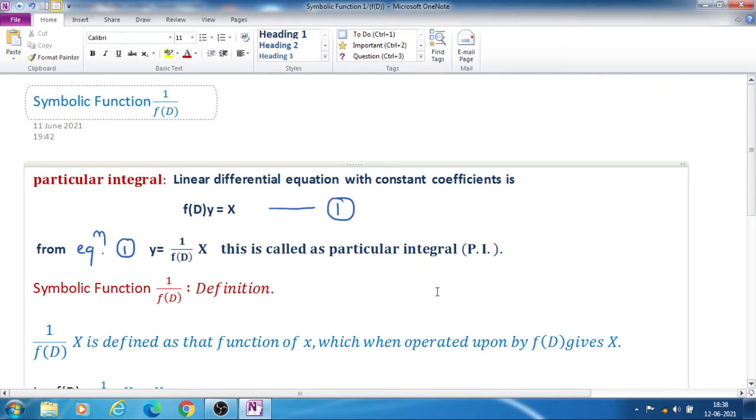Now in the last 2-3 lectures we have seen how to find the complementary function. To find the complementary function we only require skill in factorization, and the formulae for roots: real and distinct, real and repeated, complex, and complex and repeated. For that you must do practice.